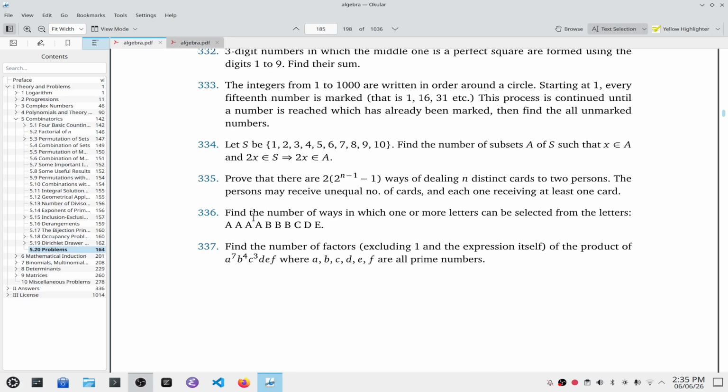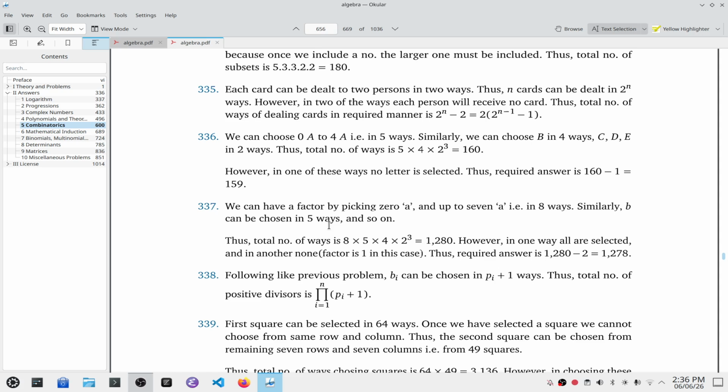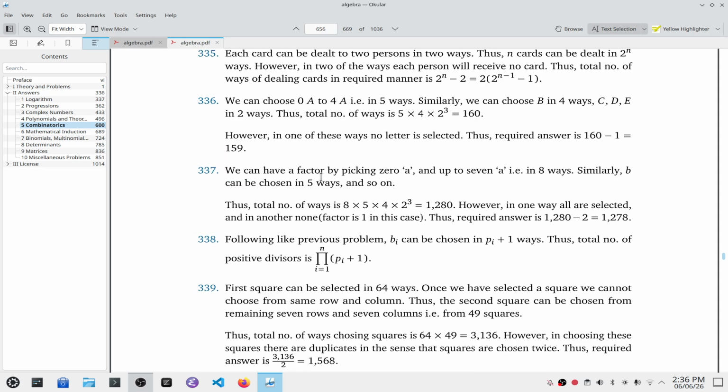Question 336 says that find the number of ways in which one or more letters can be selected from the letters A, A, A, A, B, B, B, C, D, E. Sorry, this is the wrong question. 336 is this one. We can choose 0A to 4A, that is in 5 ways. Similarly, we can choose B in 4 ways. C, D, E in 2 ways each. The total number of ways is 5 multiplied by 4 times 2 to the power 3, that is 160. However, in one of these cases, none of the letters will be selected. So the required answer is 160 minus 1, that is 159.